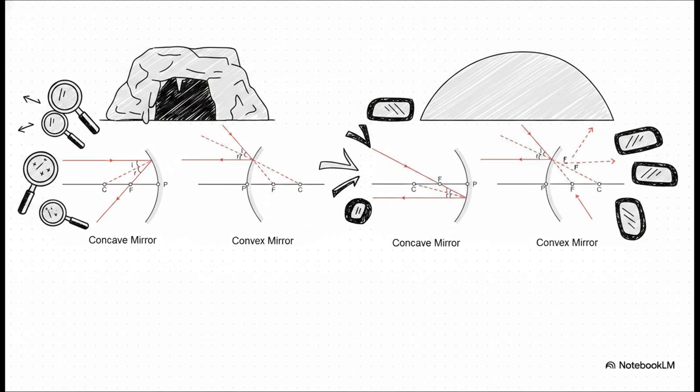This specific shape forces the incoming light rays to diverge, or spread wide apart. And this exact diverging property is exactly why convex mirrors are used as rear-view mirrors on buses and cars, because spreading the light out gives you a much wider field of view to see the traffic behind you.